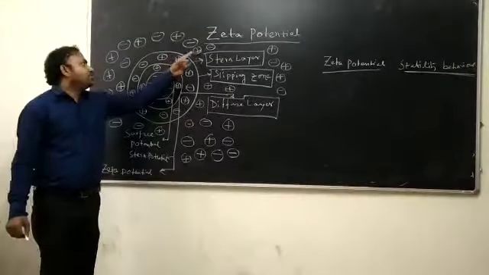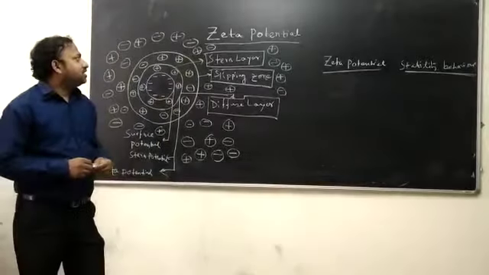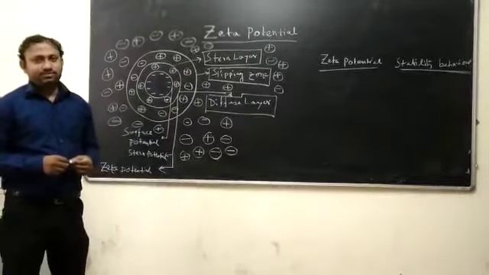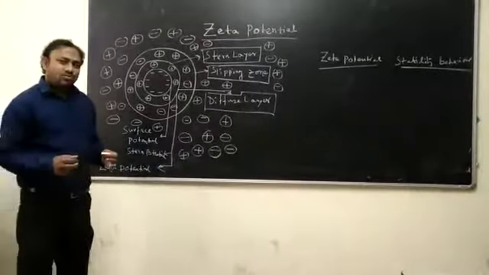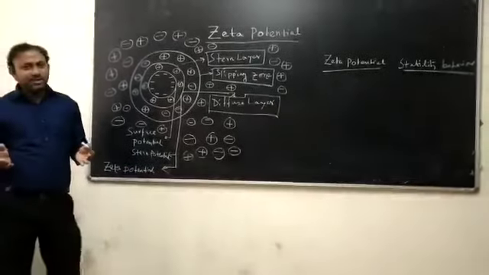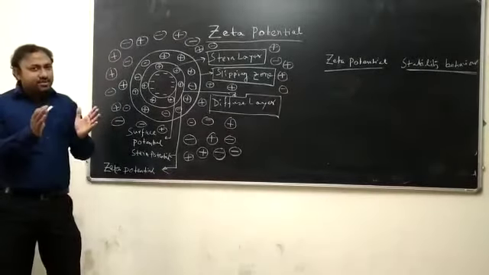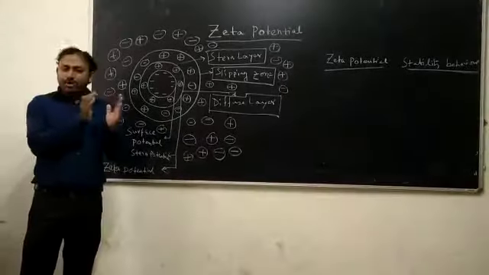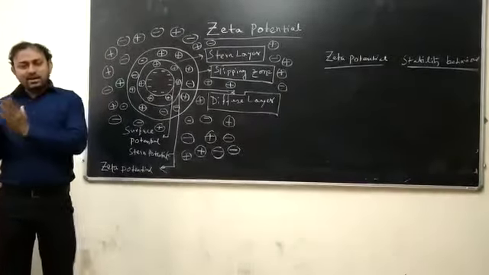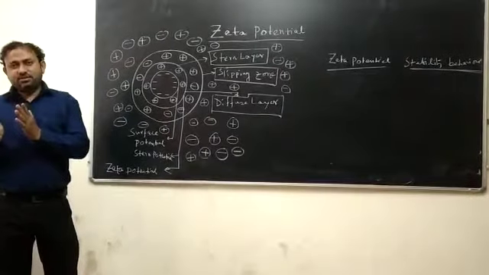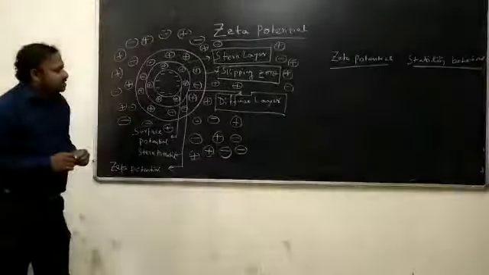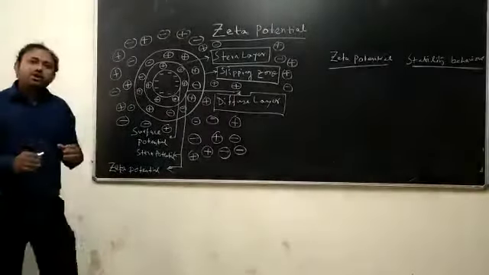Today I am going to discuss the zeta potential and the factors affecting the zeta potential. So first, what is the zeta potential? Zeta potential can be defined as the potential difference between the dispersal medium and the stationary fluid attached to the solid surface or the dispersed particle surface. Generally, zeta potential is represented in volts or millivolts.